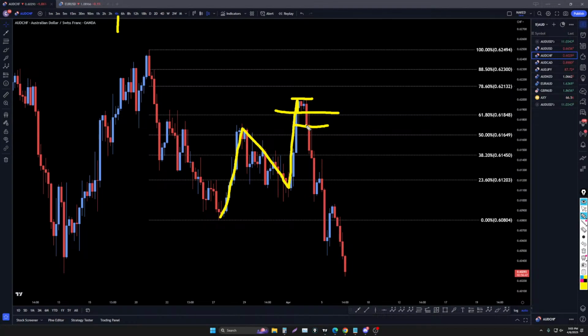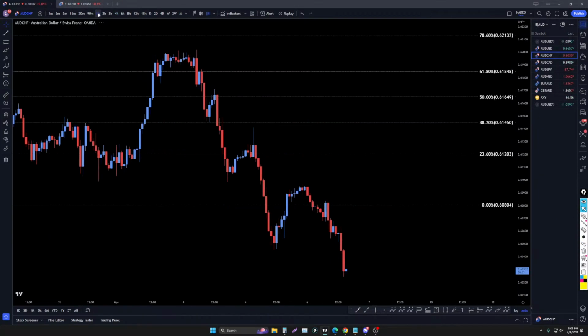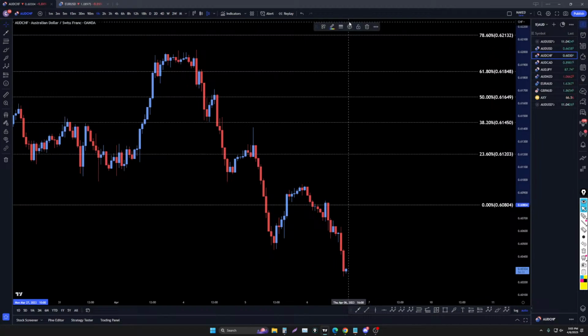Broke structure, and it's been making lower lows, lower highs ever since. You could be in a trade right here. Stop loss maybe right there. You would already be probably at least 3 to 1 risk to reward up on your trade. Easily. So yeah, that's why that Fibonacci was there.